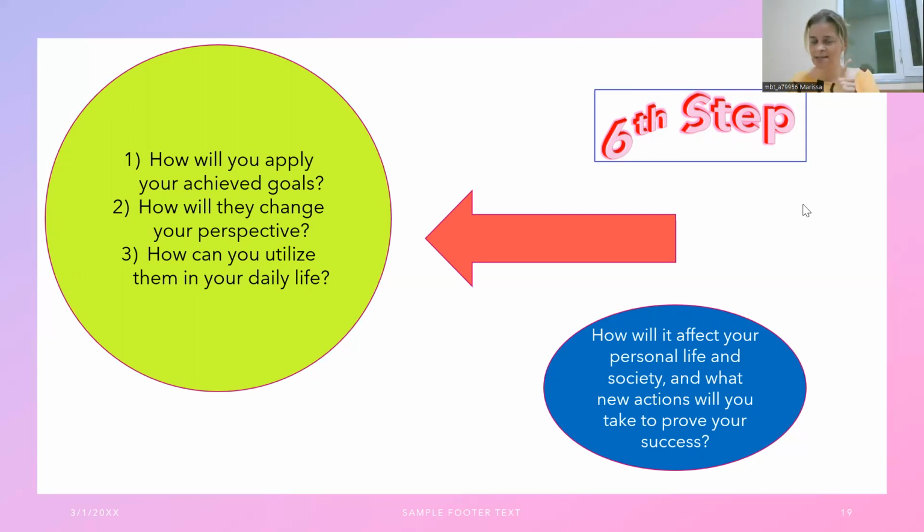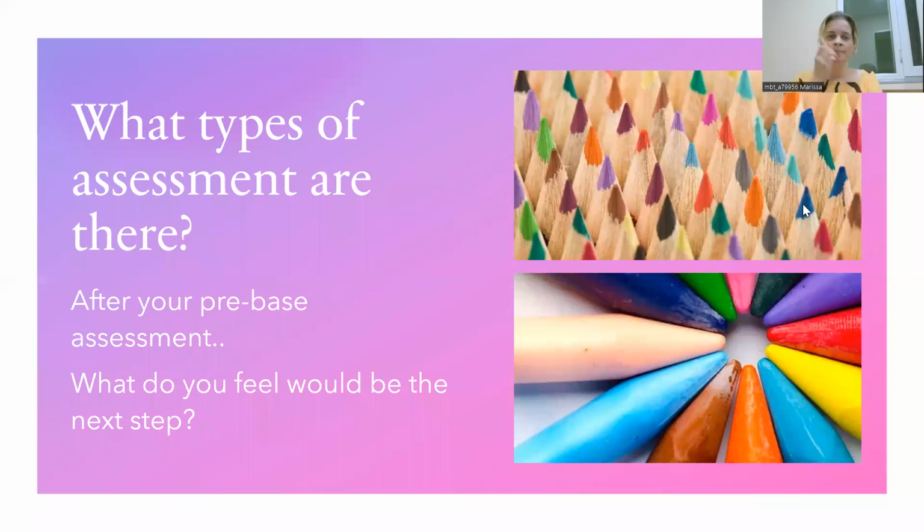That's your sixth step. Okay, so now we are going to jump into this and say, what types of assessment are there? So now you've done your pre-assessment. You've done your TPGP, your teacher's professional growth plan. This is your baseline assessment. Okay, so now what is going to be expected of you next?